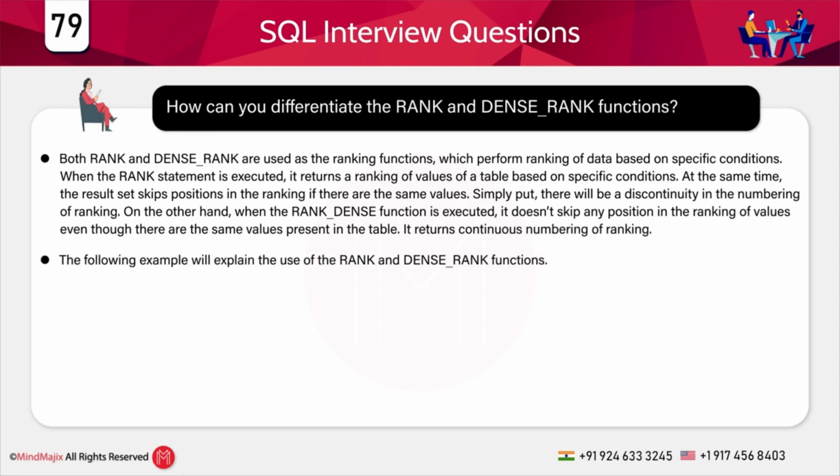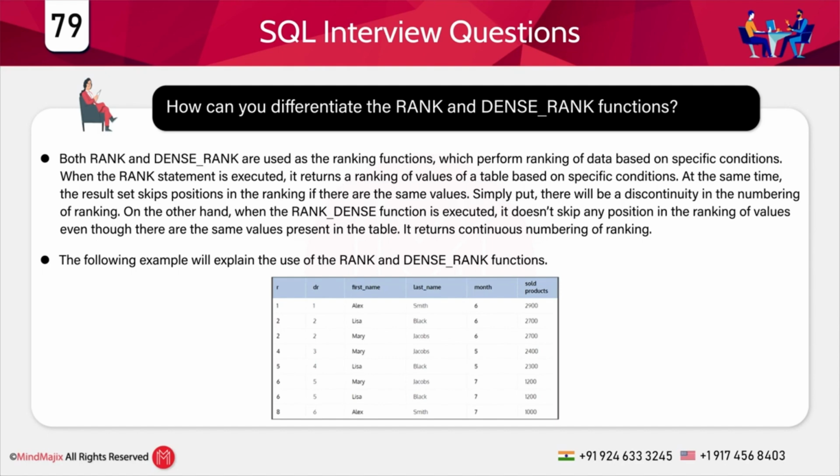Just to elaborate the difference between rank and dense rank functions, here I've attached a screenshot. As you can see here, we have these various columns for this table, such as R, DR, first name, last name, month, and sold products. Here R is basically the rank function and DR is the dense rank function. As you can see here, the values for R and DR are not the same.